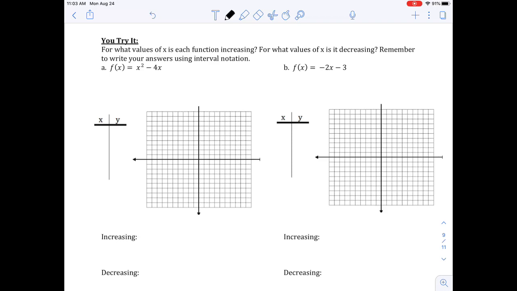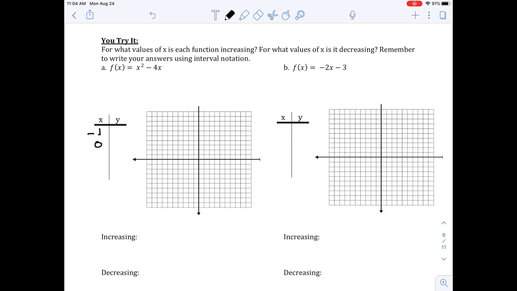Okay, so for the first function, I'm going to make my t-chart. When I make my t-chart, I'm going to choose simple values to use for f of x so that we don't end up with points off the grid. That's kind of important. You can plug in anything you want to, but if you look at this, you're doing x squared minus 4x. So I'm going to keep my t-chart kind of small for this one.